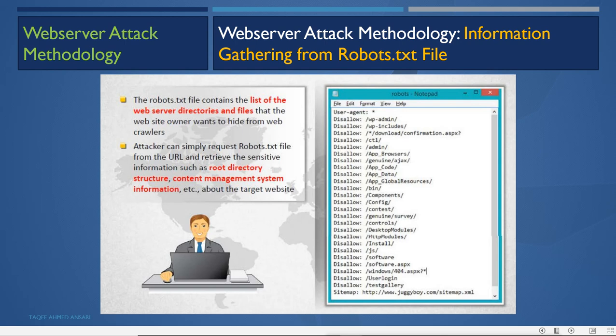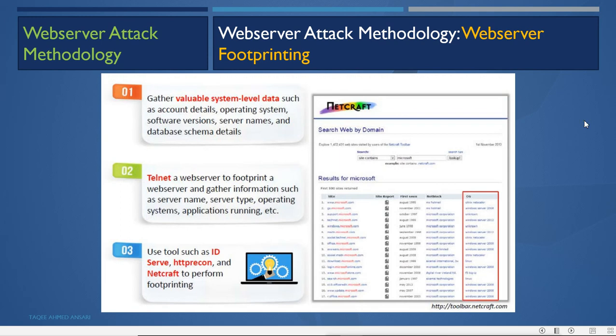So this robots.txt is basically to stop the crawlers, but it can also be useful to the attacker. It is useful for the attacker to gain information about the sensitive directories. Then the attacker can do web server footprinting. Web server footprinting means gathering valuable system-level data such as account details, operating system, software version, server names, and database schema details.